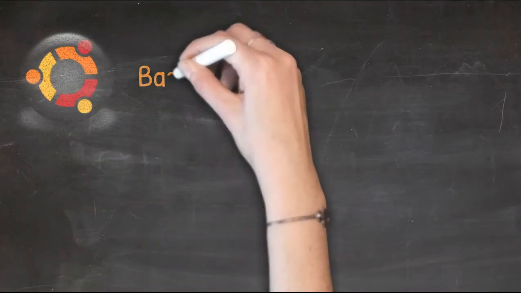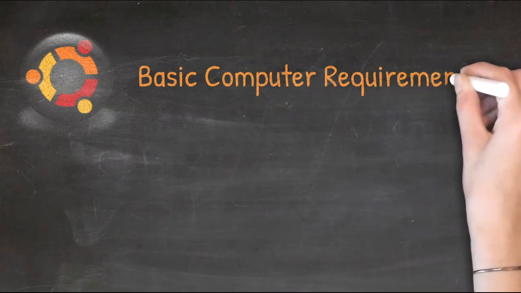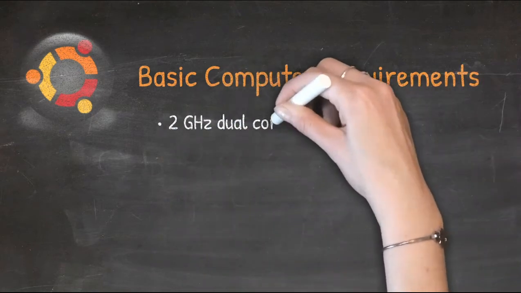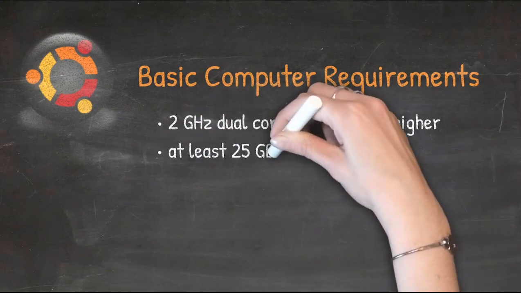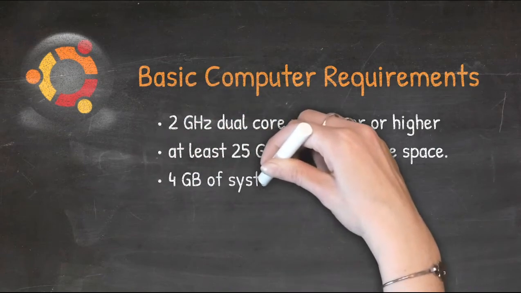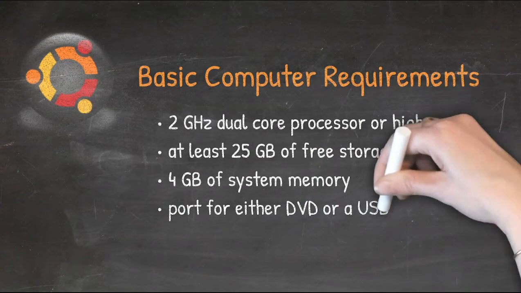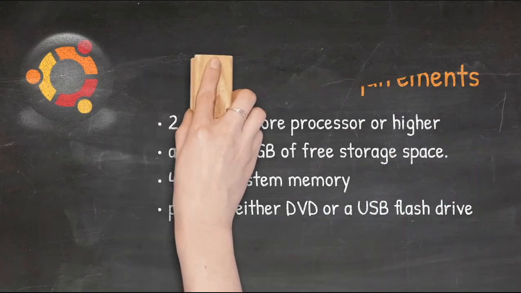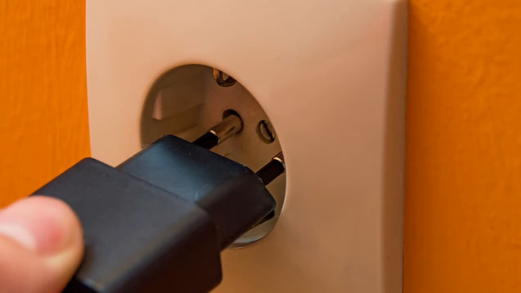Before installation of Ubuntu, it is important that you consider the basic requirements. Check that your computer has a 2 GHz dual core processor or higher, at least 25 GB of free storage space, 4 GB of system memory, and a port for either a DVD or a USB flash drive. The first step is to connect your computer to a power source.